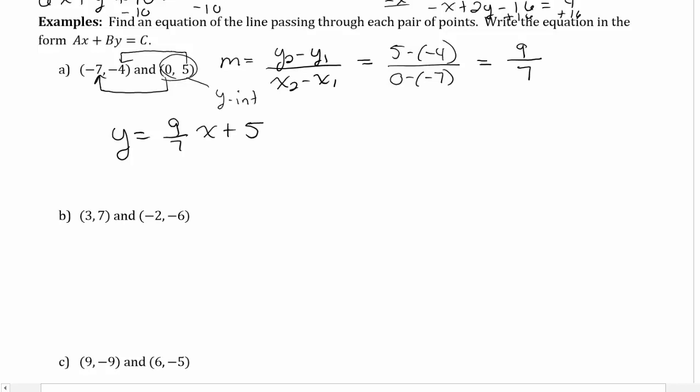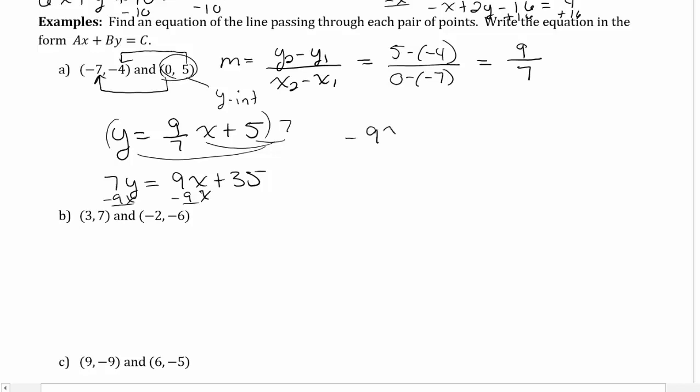And so now I need to multiply everything by 7 to get rid of my fractions. So that'll give me 7y equals 9x plus 35. And then we need to subtract the 9x from both sides. That gives me negative 9x plus 7y equals 35.